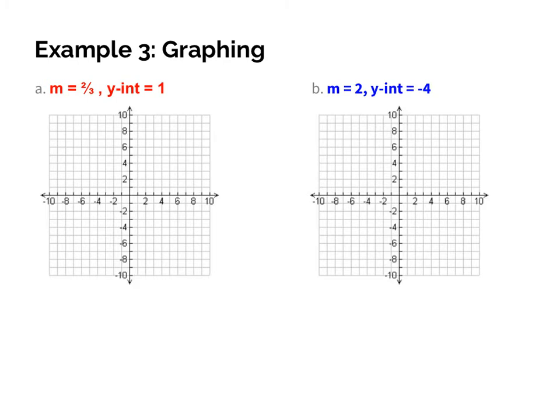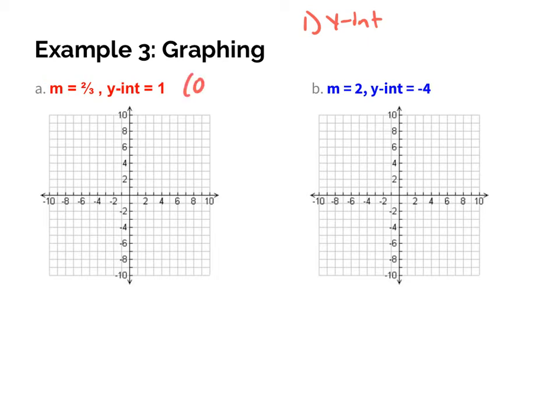So now what we're going to do is kind of just take it simple. Let's say I give you the slope and the y-intercept. How do we graph them? The best way to do this is to start first with the y-intercept. So our number one thing here is to start with the y-intercept. So the y-intercept here is 1.